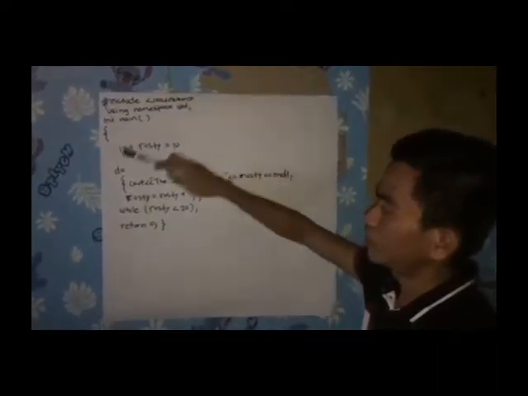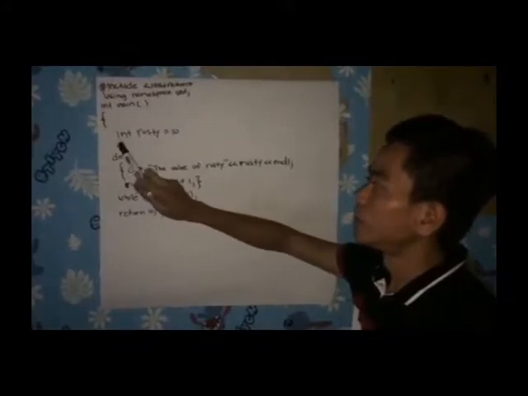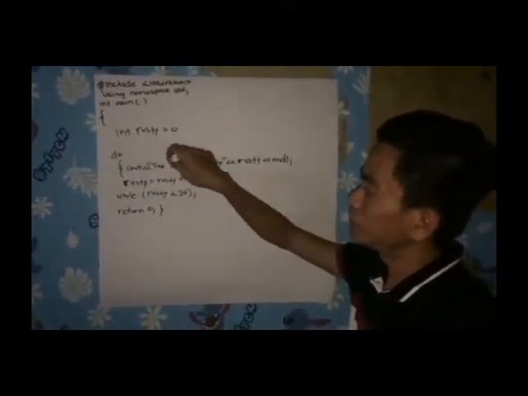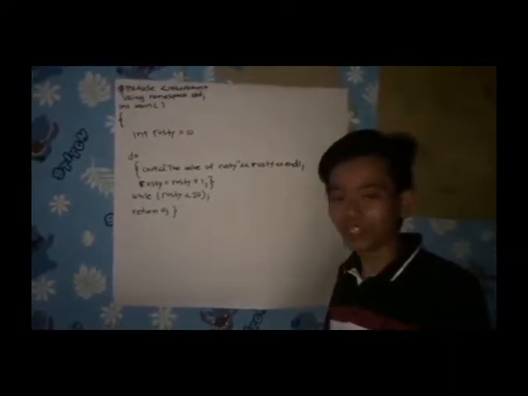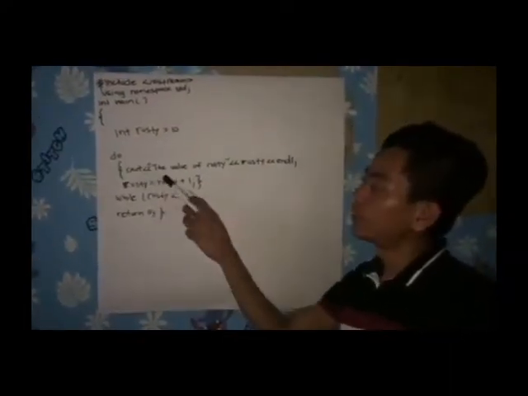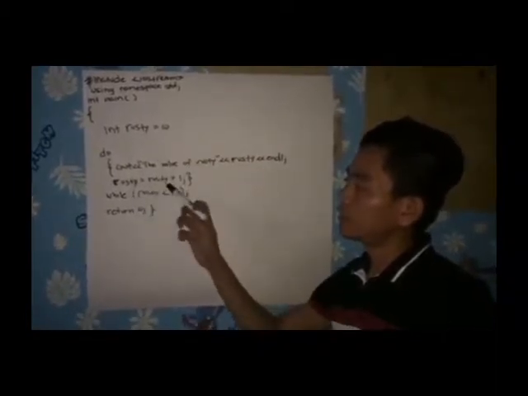First, this is the header, open braces. Next, this is the declaration, int Rusty is equal to 10. Next is the do loop execution, cout the value of Rusty, which is 10. Then this one is the increment.